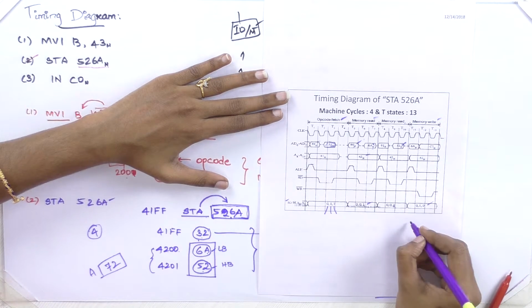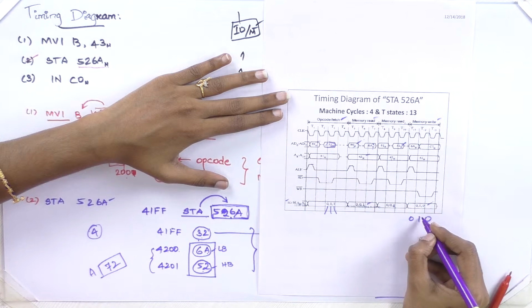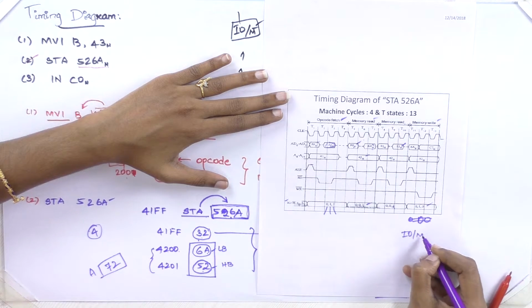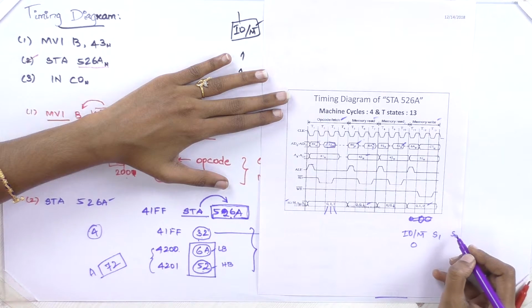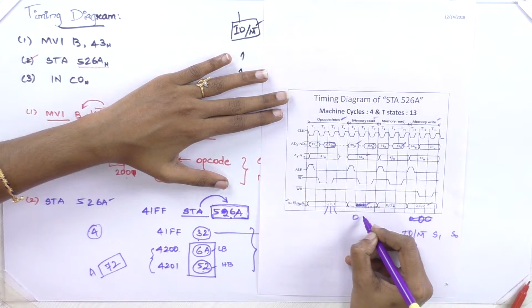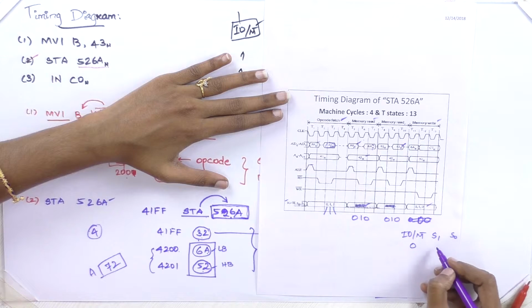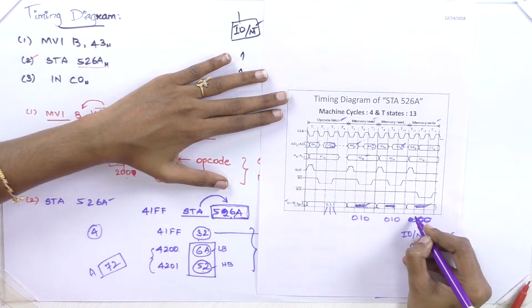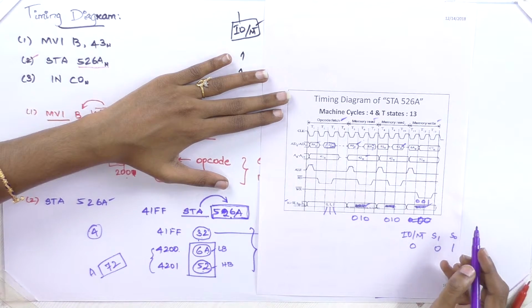So the control signal should be varied. I'm sorry, IO/M bar is 0. So for memory read, the S1 S0 value should be 1 0, and this is also 1 0. For memory write it is 0 1. Fine. It has to be changed like that. So it's wrongly mentioned here, sorry.